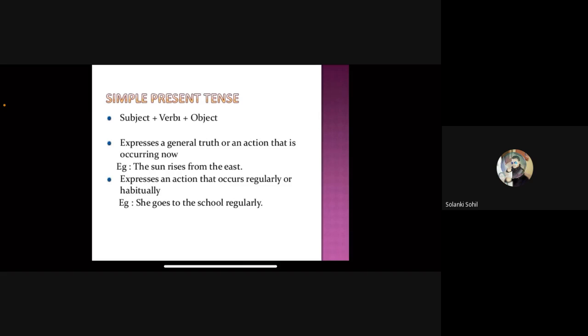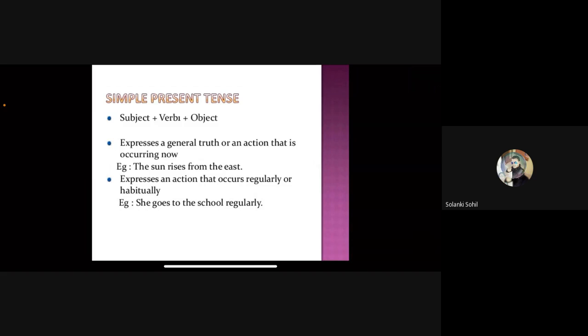So when you are talking about universal truth, like honesty is the best policy. So it is the best policy and it will always be. So that will not change. The sun rises in the east. That is general truth. It is universal truth. None of us can change it. You cannot deny. So that type of sentences are written in simple present tense.